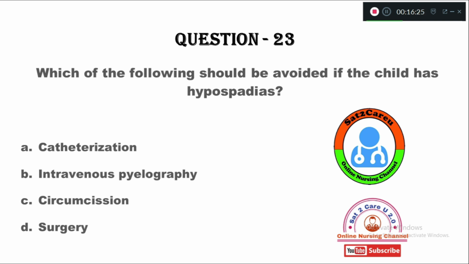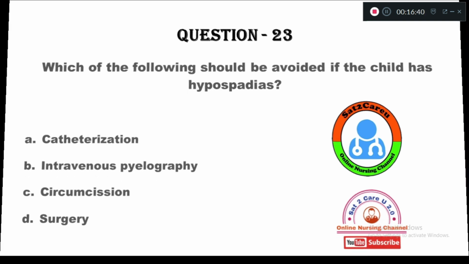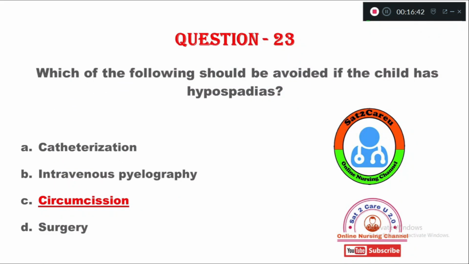Option A, catheterization. B, intravenous pyelography. C, circumcision. Option D, surgery. So when the child is having hypospadiasis, we should prevent option C, circumcision.